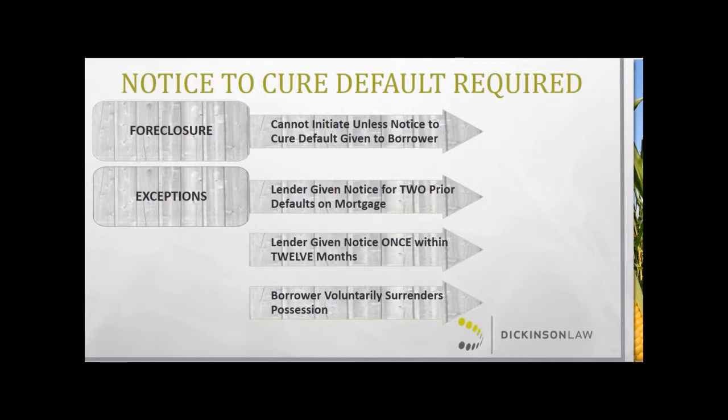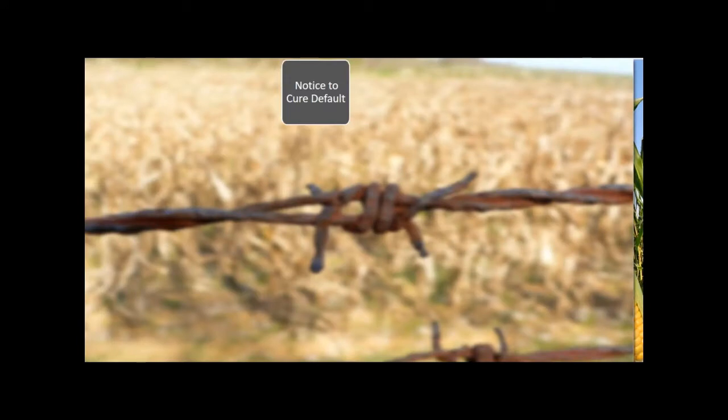But there are going to be a couple of instances where you don't have to give notice, and they're going to be very narrow. You're going to have to give that notice to cure default unless you've already given the notice with regard to 2 prior defaults, which means they've actually had 2 bites at the apple, and then this is the 3rd one. Or if you've given the notice once within the past 12 months, we're not going to require that you give the notice in this instance, or if the borrower has voluntarily surrendered possession. So in those instances, you will not have to give the notice to cure default. But in other instances, if you're dealing with agricultural foreclosure, you're going to have to give the notice.